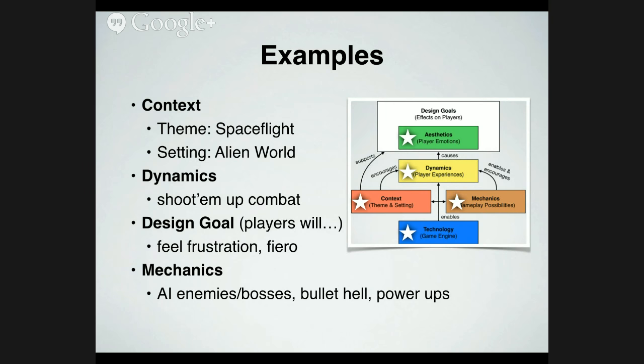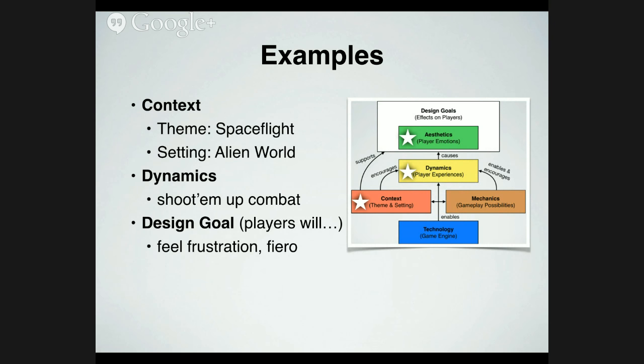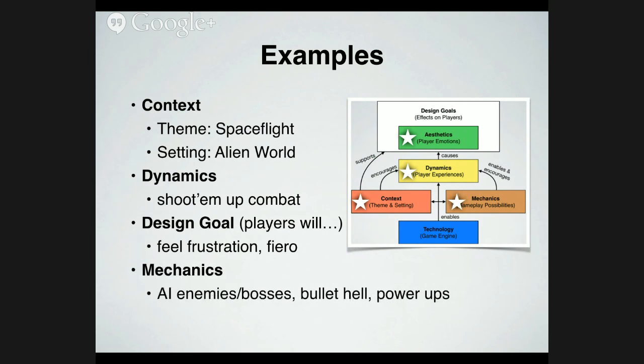Right. And so just to go through the boxes again, we start with the context, then we move over to the dynamics. What can we encourage there? Then we move up to the design goals, and we can also go across and think about the mechanics. And then finally, you'll need some kind of technology that supports this kind of game. Maybe it's a 2D game engine if you're making a 2D top-down, side-scrolling space fighter game.